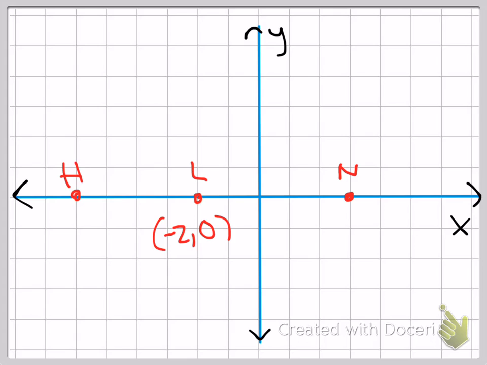There you go. Miss Wilson. N is in fact 3, 0. H is -6, 0. You got it. Ladies and gentlemen, what do you notice about all 3 of those points that are sitting on the x-axis? All have zeros for what? For y. Correct. And that's the whole point of this.